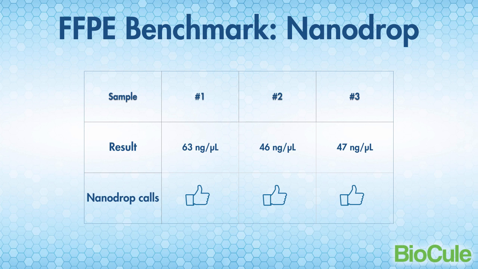The NanoDrop platform is able to give us a basic level of info of the three samples, namely that there appears to be enough sample to work with. However, it isn't able to say anything about the quality of the samples. For all three samples, the NanoDrop gives a passing grade.